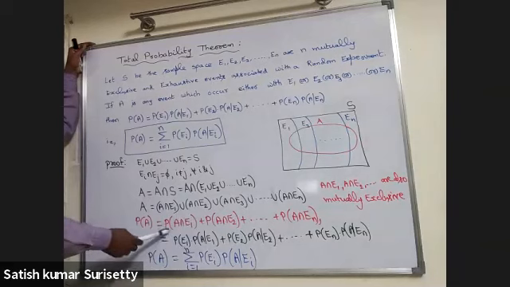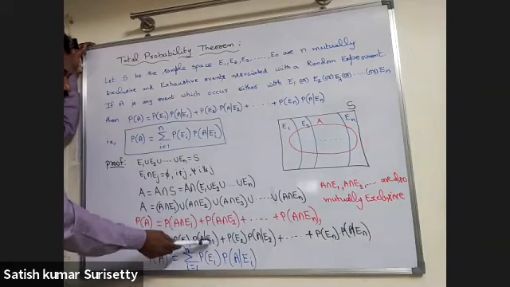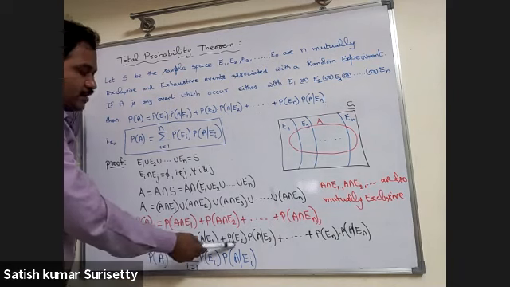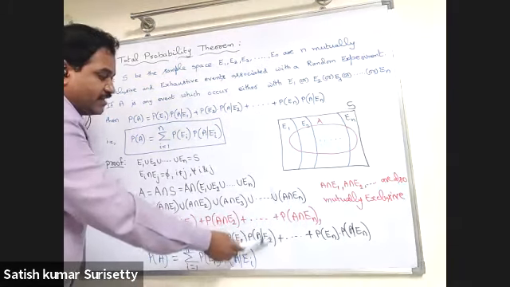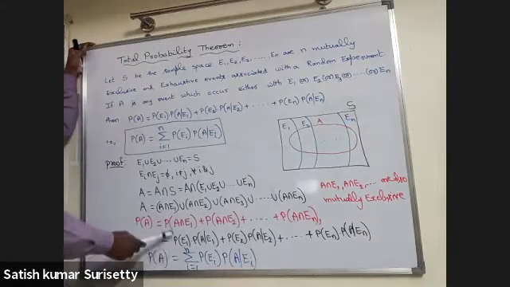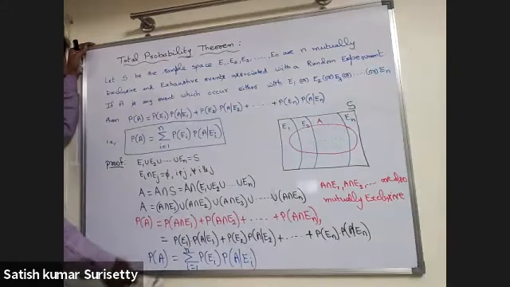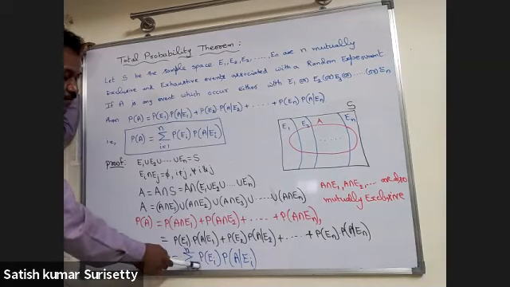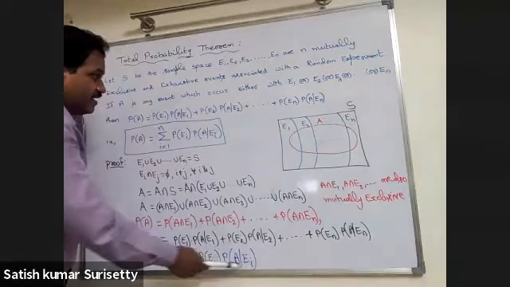Now using the conditional probability, we can write this as probability of E1 into probability of A given E1 plus probability of E2 into probability of A given E2 and so on, probability of En into probability of A given En. So in sigma notation, probability of A equal to sigma i equal to 1 to n, P of Ei into P of A given Ei.